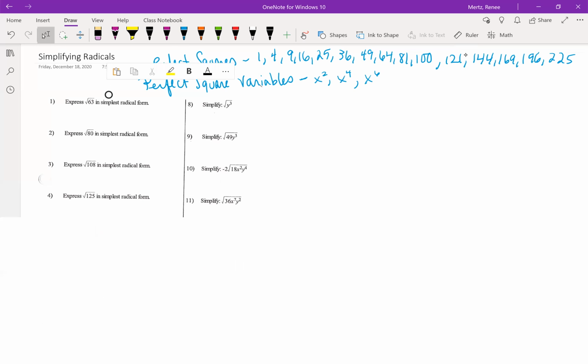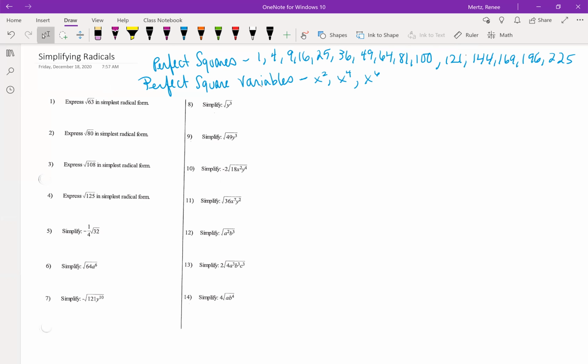Perfect square other factor. So 63. What's the largest perfect square that can divide into it? Good. 9 and 7. So the square root of 9 is 3. Radical 7.